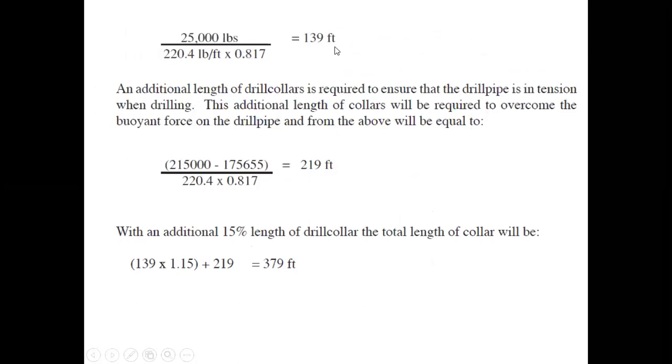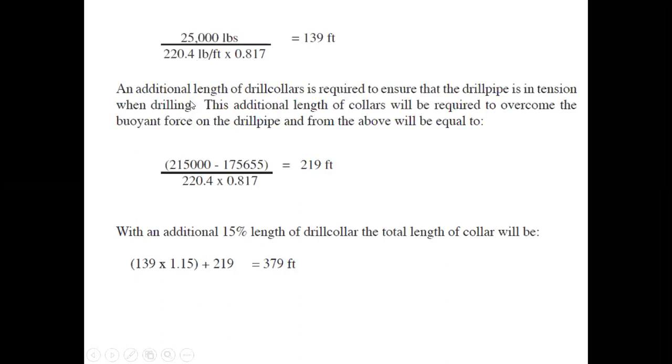We multiply by the buoyancy factor. We find out how much is the total length of drill collar needed. Here is the length of drill collar which we need. So we need 139 feet of drill collars in the drill string. Our drill string is 10,000 feet, but out of those 10,000, 139 feet should be drill collar. Because the total weight of drill collar is 25,000, we divide it by the per foot weight and multiply by the buoyancy factor, because the weight in the drilling fluid will be lower than in the outside air. So we have to consider the buoyancy factor. So here it is, 139.